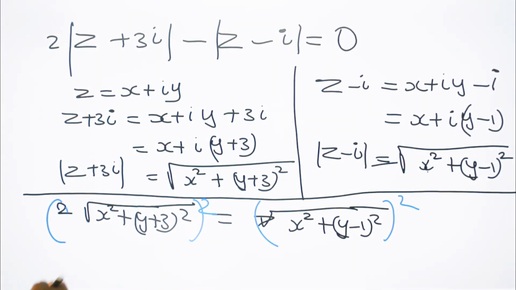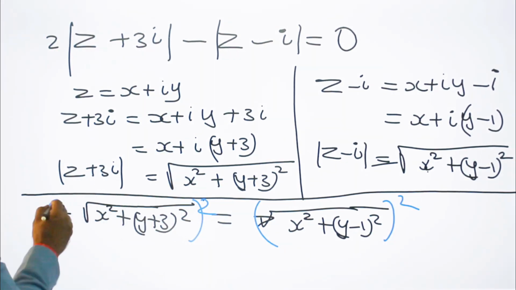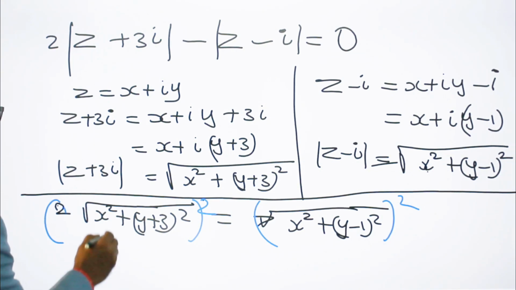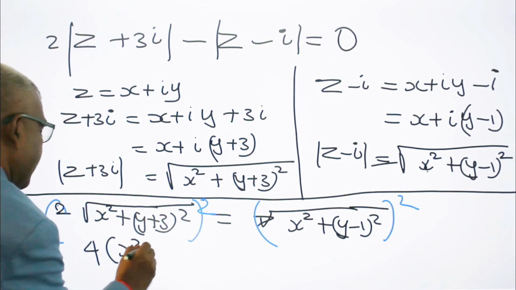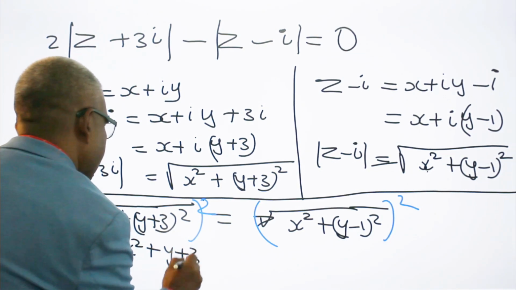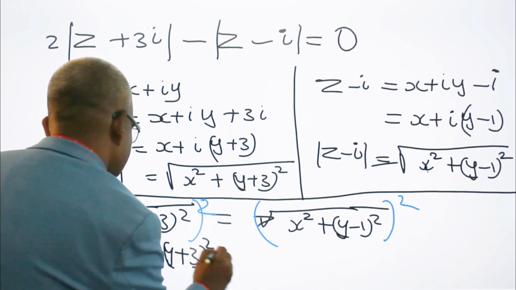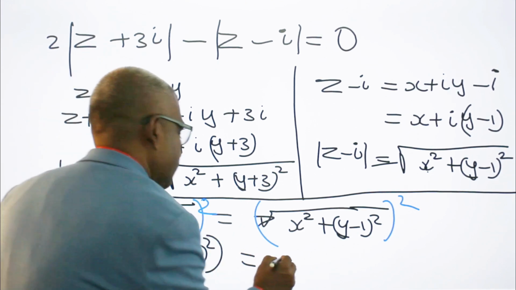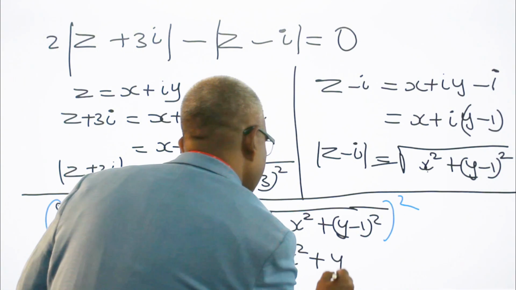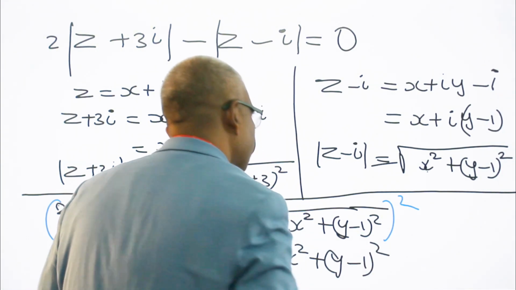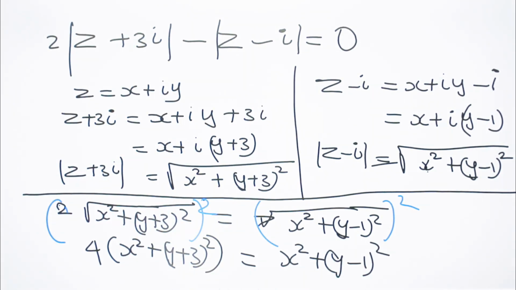When you are squaring, the square of 2 is 4, so 4 times (x squared plus (y plus 3) whole squared) is equal to x squared plus (y minus 1) whole squared. The square root is removed when you are squaring. Copy down until now.